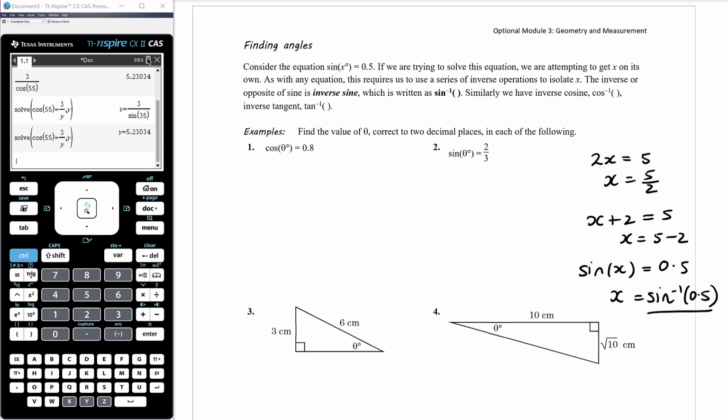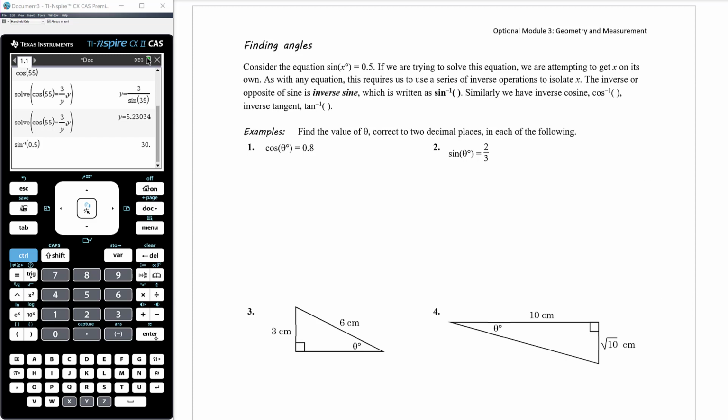So on my CAS, trig, inverse sine is on the bottom row. Inverse sine of 0.5, we find that equals 30, okay? Alright, so let's do that for these. So that was me just talking about essentially solving this up here in the description. So let's have a look at the examples given here.